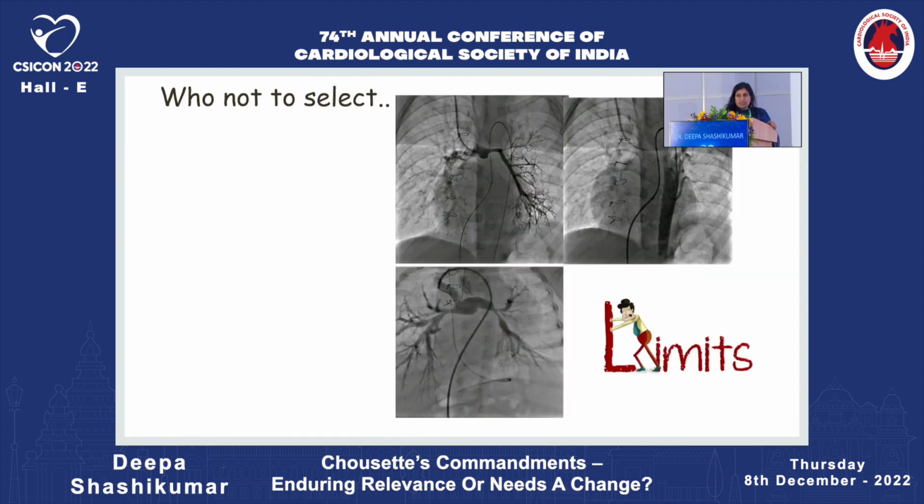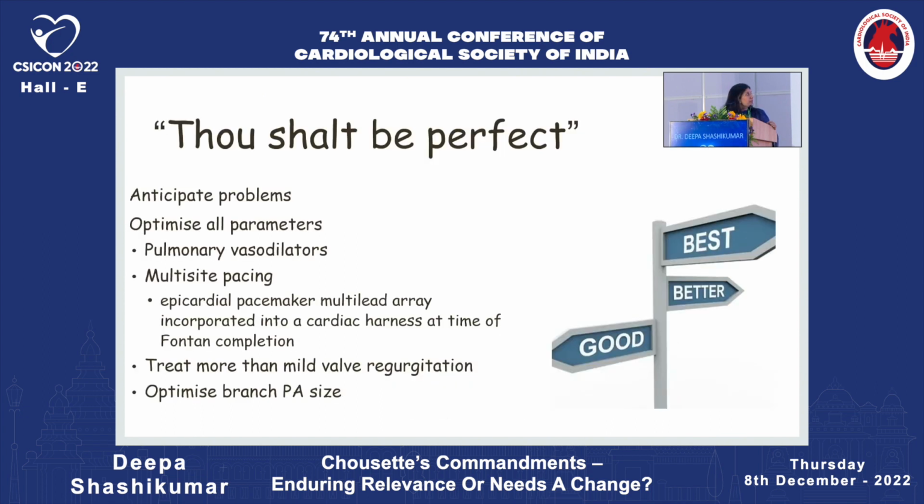So, like Madam Snehal Kulkarni mentioned before, you should not select such patients. You can see that the pulmonary artery branches are abysmally, dismally small. The second one shows a non-confluent pulmonary anatomy. The third one shows severe peripheral branch stenosis. So know your limits, know when not to push for a Fontan surgery.